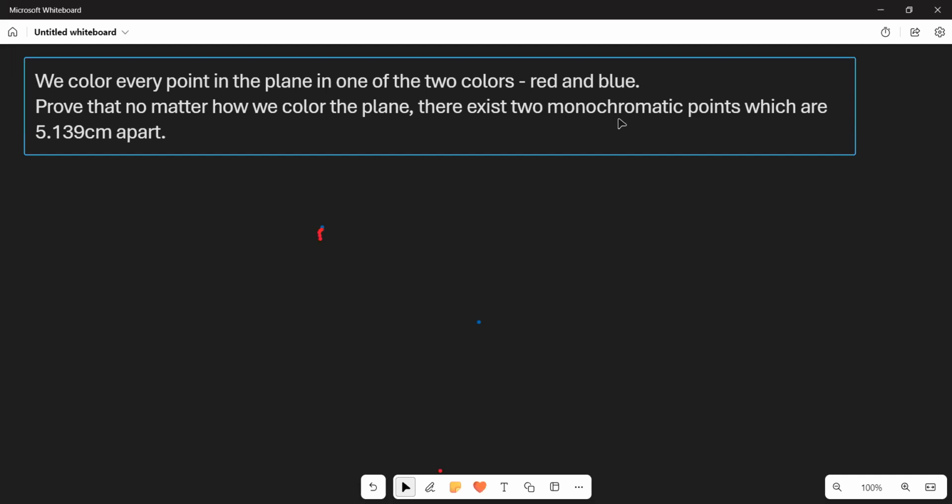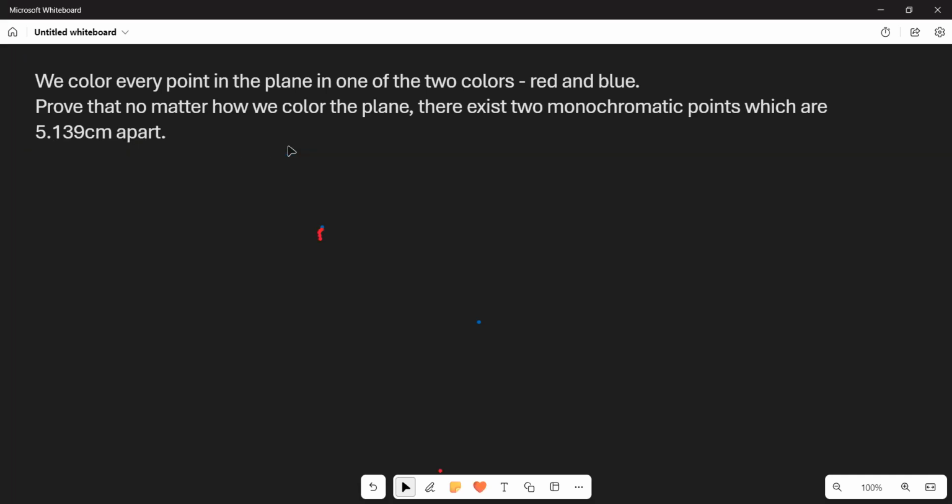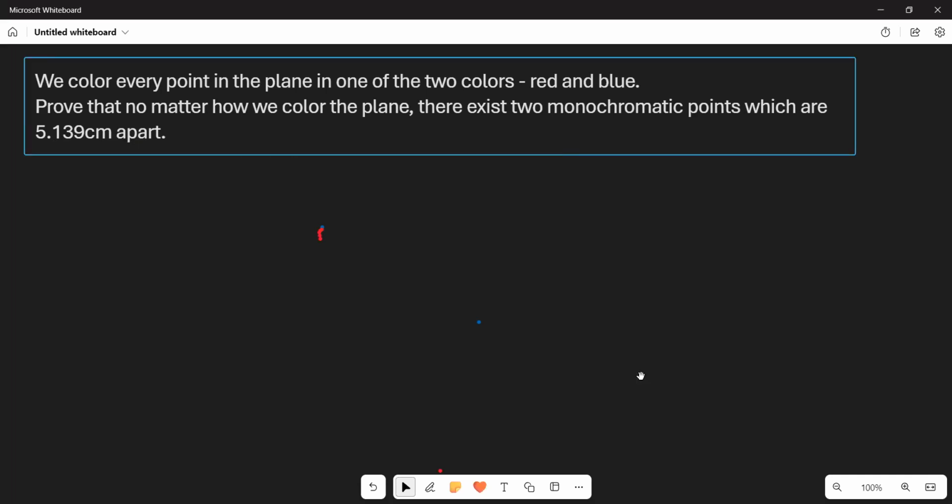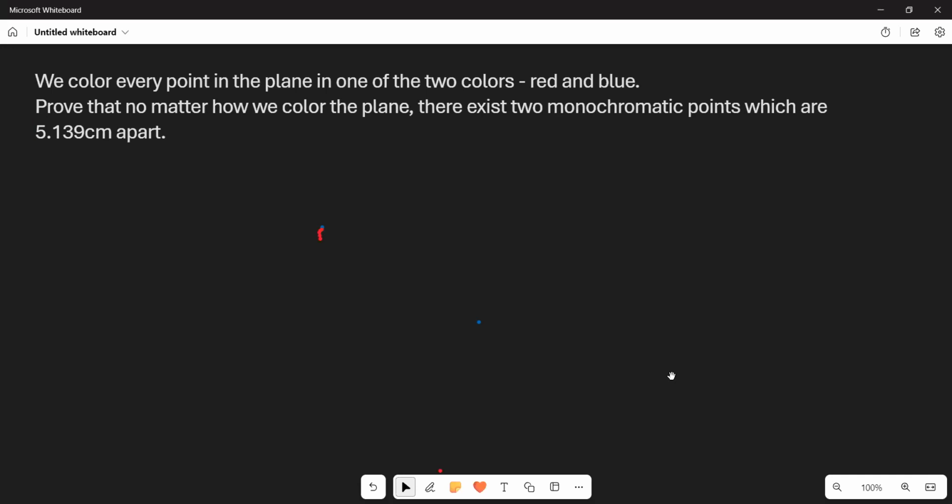So prove that there are going to be two monochromatic points, 2 points of the same color, which are at a distance of 5.139 centimeters. This is the question that we are trying to solve. But how do we color a point? Like a point does not have any width or breadth or anything.